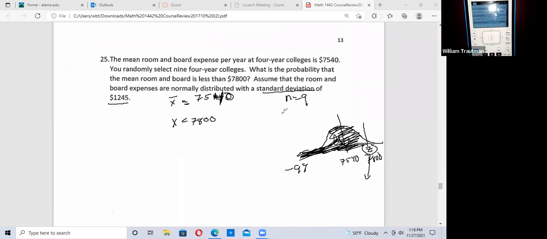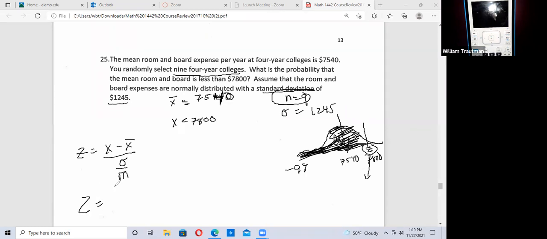So this problem is a little different because of the formula. We have to find that z-score, x minus x bar over standard deviation over the square root of n. Because this is a sample and we have an n of 9, it says right here, 9 four-year colleges, we did a survey. This is how we find the z-score. So once again, z equals the x is 7,800, the average was 7,540, over standard deviation was 1245 over the square root of 9.